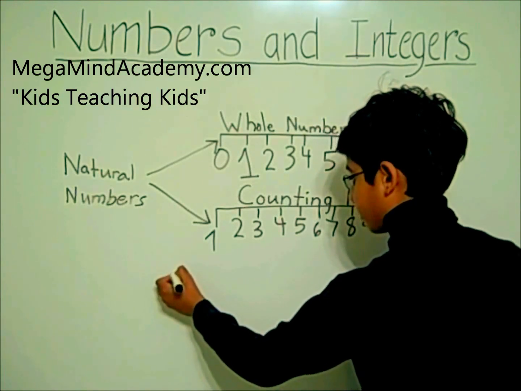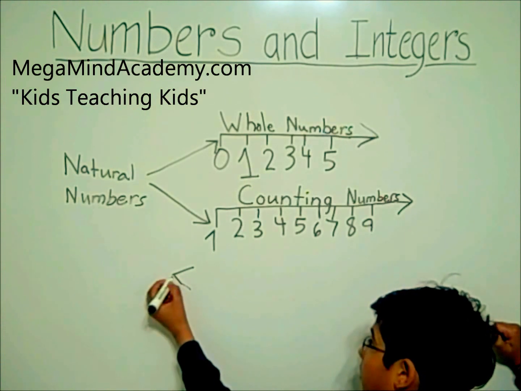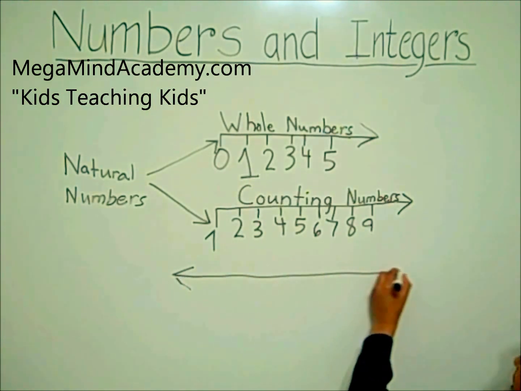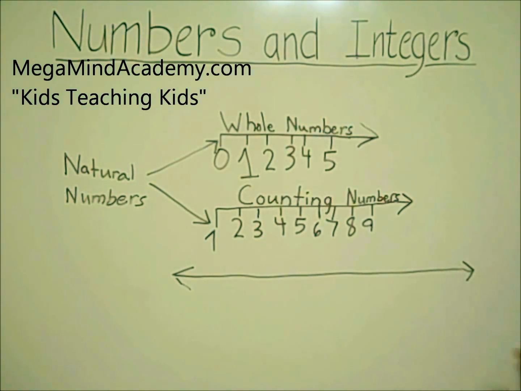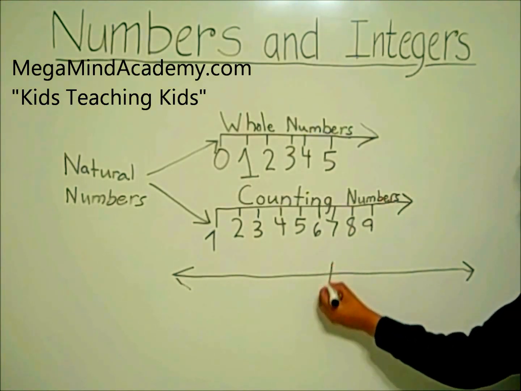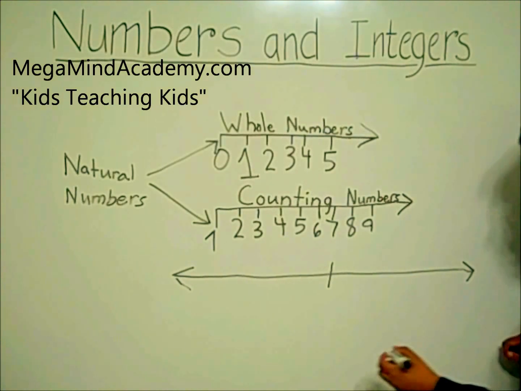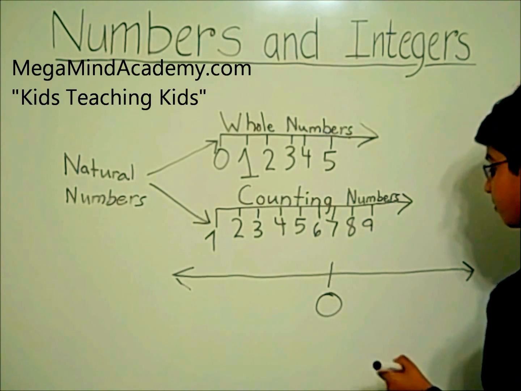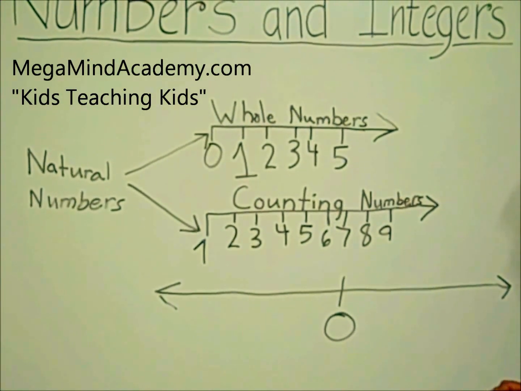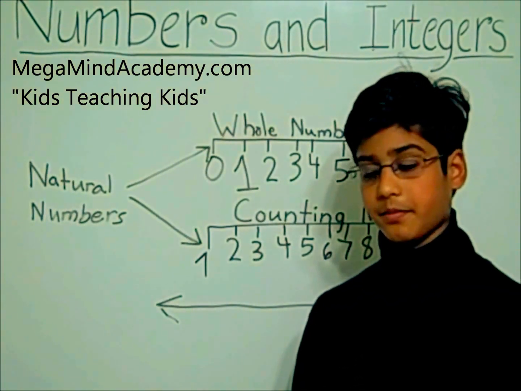This is the number line. This is the center of the number line. So the center of the number line is 0. Now let's mark the other numbers on the number line.